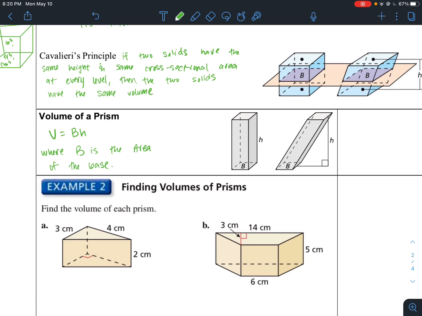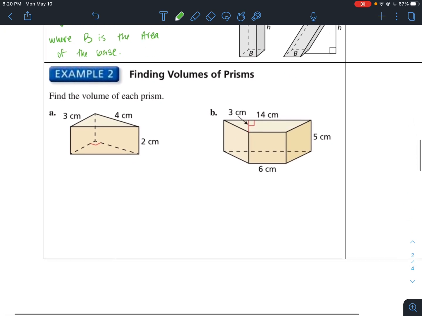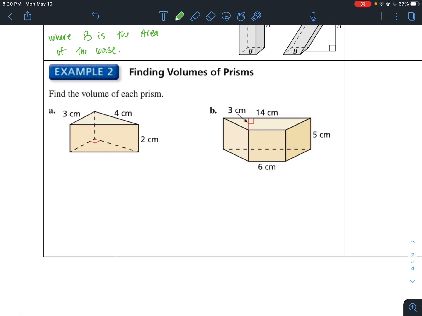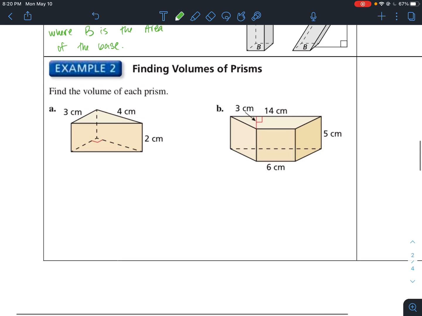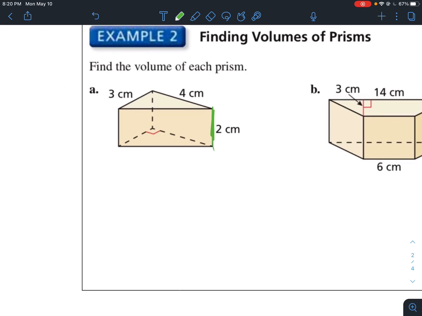Okay, so let's do some examples here. Find the volume of each prism. If we're going to find the volume, we need to know the area of the base. Here we're given the height, so we just need to find the area of the base. You can see that the base is triangular right there.